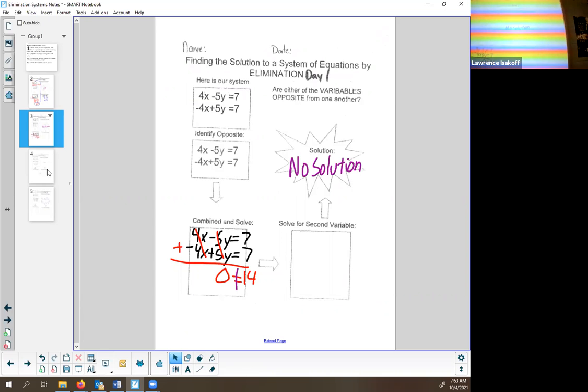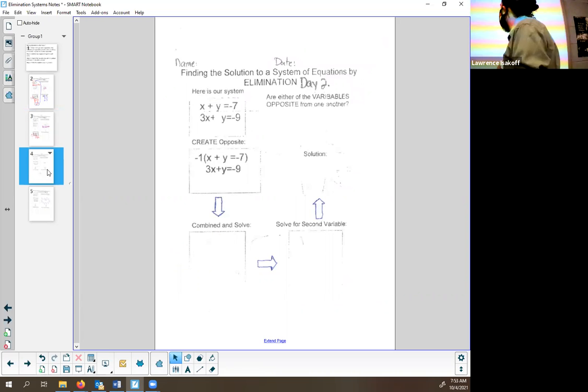So let's take a look at example number 3. I have x plus y equals -7, and I have 3x plus y equals -9. Do I have opposites right now? No. However, I can make opposites. Now here, they already started their creating opposite steps. So we're kind of forced into which one we're going to make opposites. But you can choose whether you want to make your x's opposites or your y's. In this case, I chose our y's.